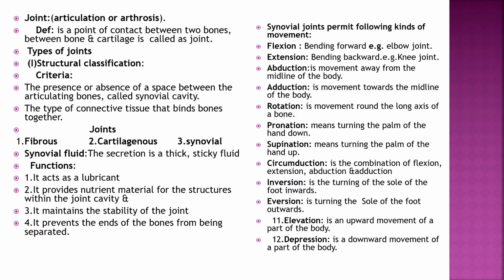So because of the joints, there are all upper limb movements, lower limb movements, or locomotion, that is movement of the human body from one place to another place, is possible because of the joints. And the movements like flexion, extension, pronation, supination, eversion, so all these movements, neck movements, back movements, all these movements are possible because of the joint. So this is about the skeletal system in short.